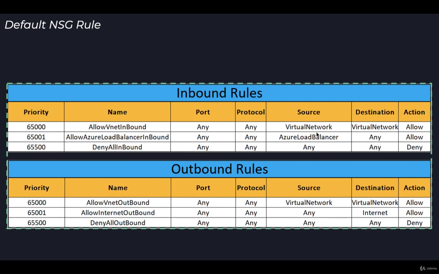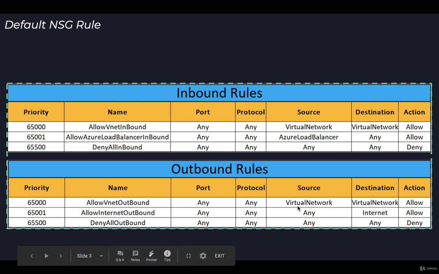Then Deny All Inbound. Apart from that, all other traffic is denied in case of inbound. Similarly, in case of outbound rules, there are three rules. Allow VNet Outbound, means if the source is from the virtual network, the destination is also the virtual network. Then Allow Internet Outbound, means from any source, if the destination is internet, it is allowed.